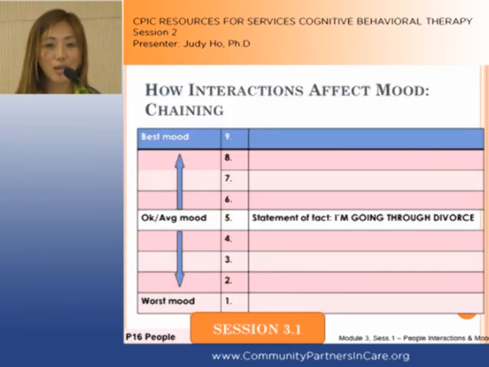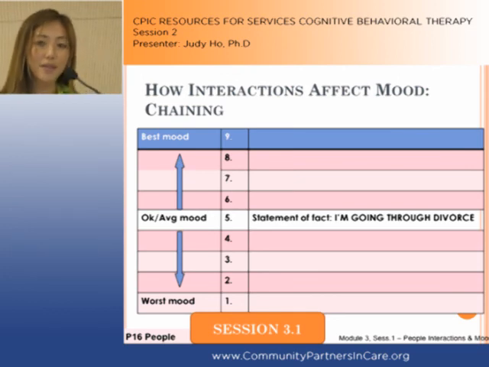In the interactions module, we also have the chaining activity. Again, this is an activity that's used and highlighted in all 3 modules. So you always start with number 5, a statement of fact. So let's say the statement of fact here is that they're going through a divorce. And then you say, what is a people interaction that you could have or not have that could make you feel worse? So you can see that it parallels all of the other ones in the other modules.